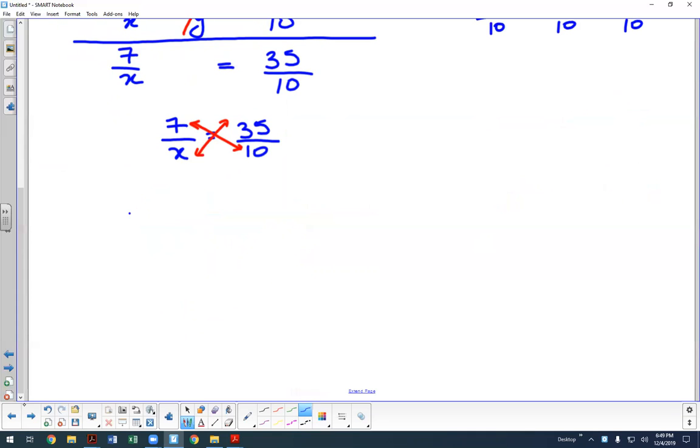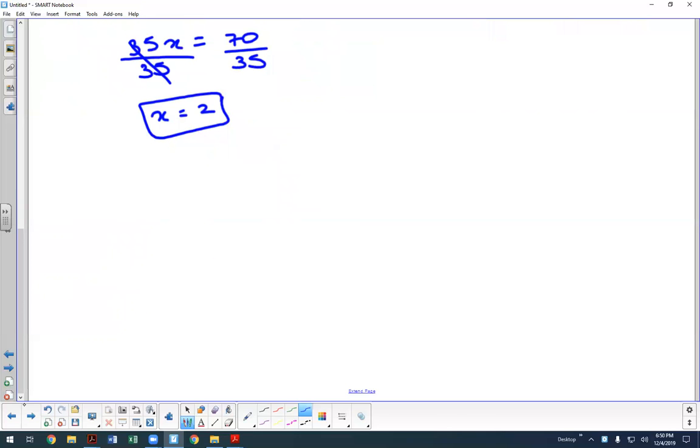So that's going to give me 35 times x equals 7 times 10, which is 70. Divide both sides by 35. X equals 2. Very good. And once you have your x, we can go back and find the y.